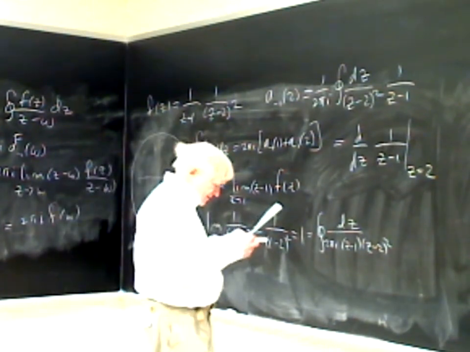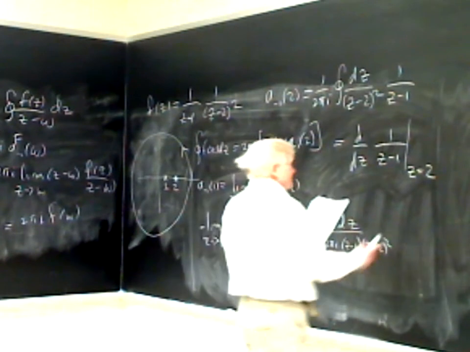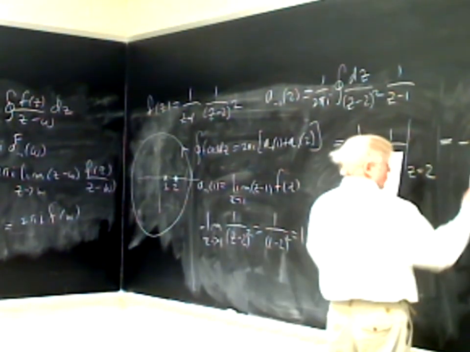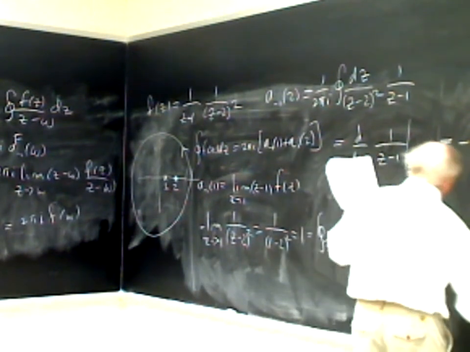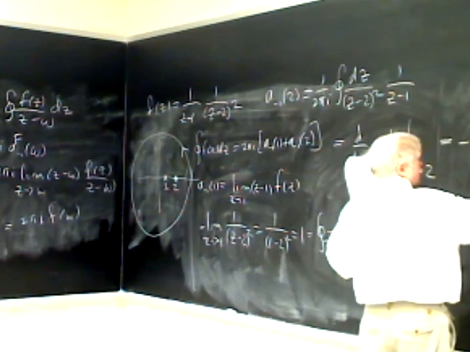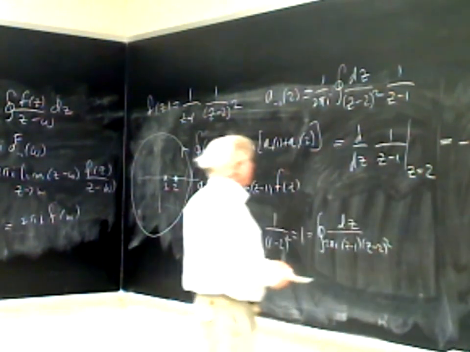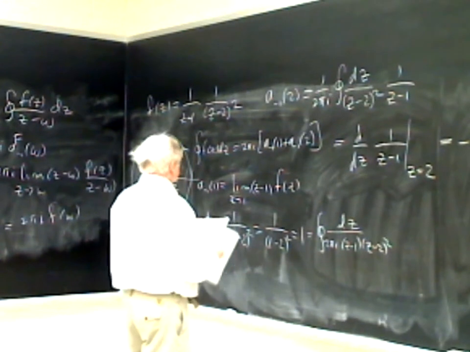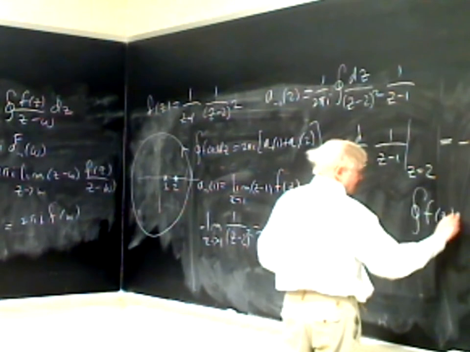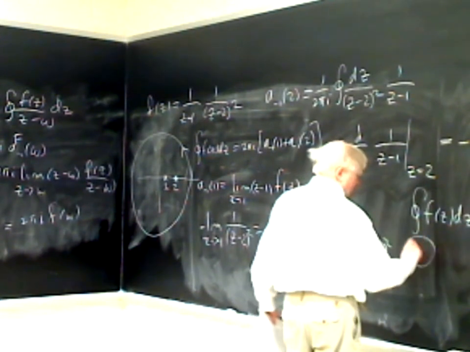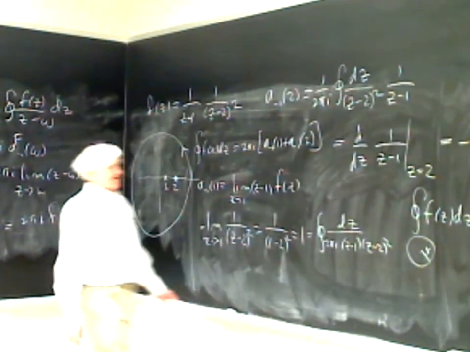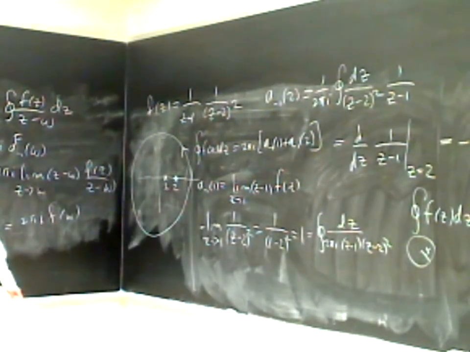All right, anyway, so we've got this derivative here, and this is not very hard to evaluate. We get minus 1 over 2 minus 1 squared, which is minus 1. So the whole integral of f of z dz around this contour of radius 4 is 0. It's the sum of the two residues. One is minus 1, the other one's 1, and so we get 0.